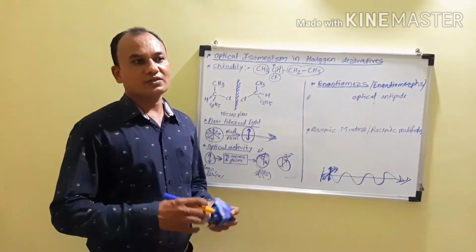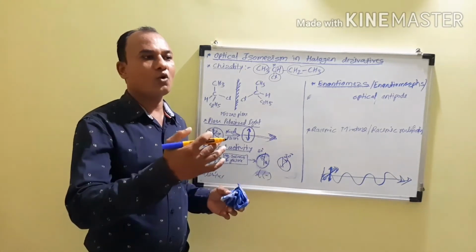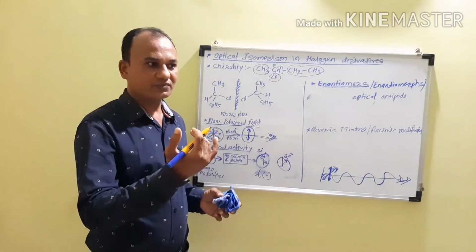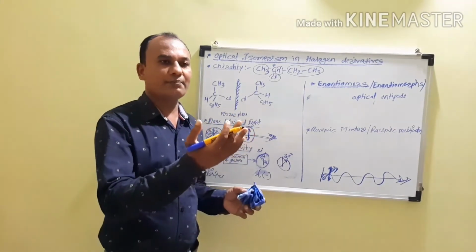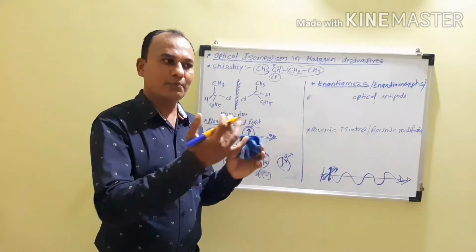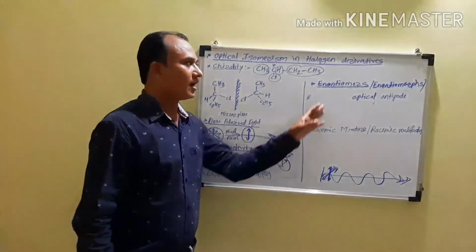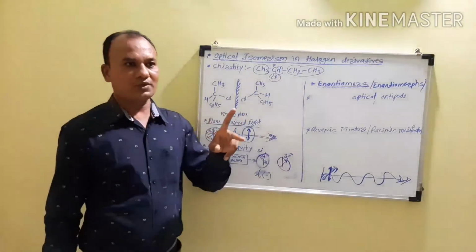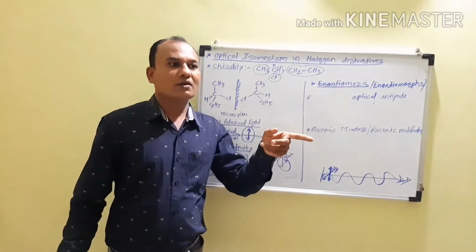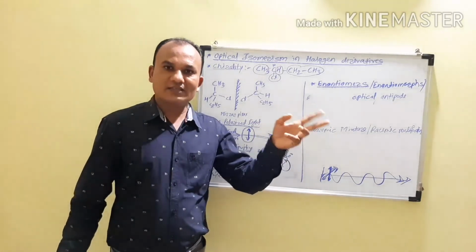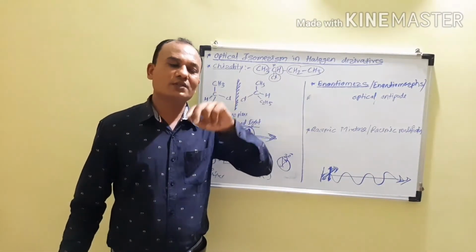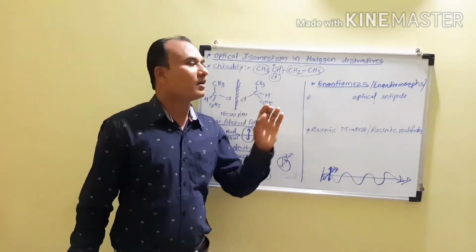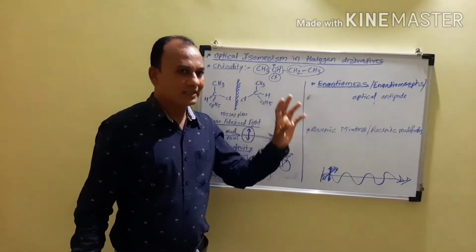The isomers, optical isomers which rotate the plane of plane polarized light towards the right or towards the left, or which rotate the plane of plane polarized light in opposite directions but by the same angle, are called enantiomers. That is, one isomer rotates the light towards the right hand side, another isomer rotates the light towards the left hand side, but by the same angle.